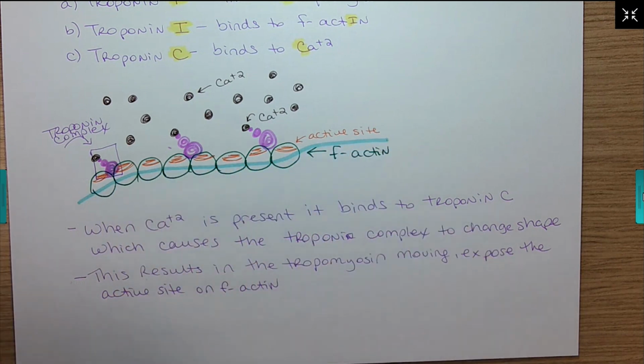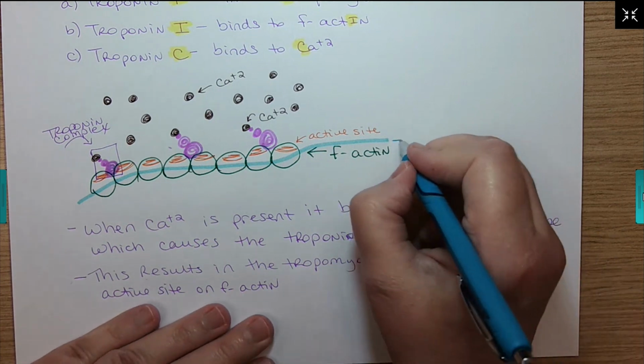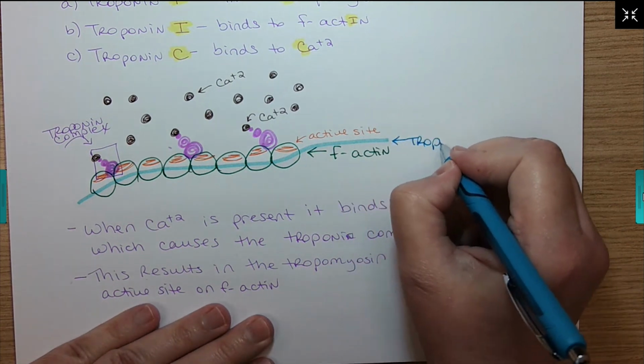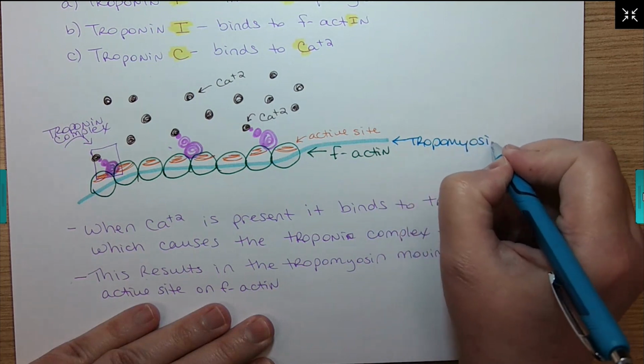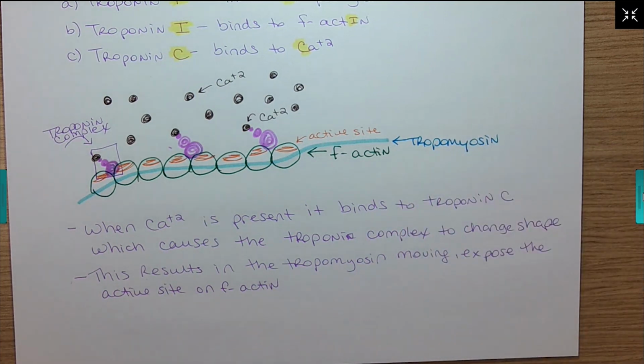So you ask, what causes the tropomyosin to move? The presence of calcium. So no calcium, it's covering. Calcium, it is not. Correct.